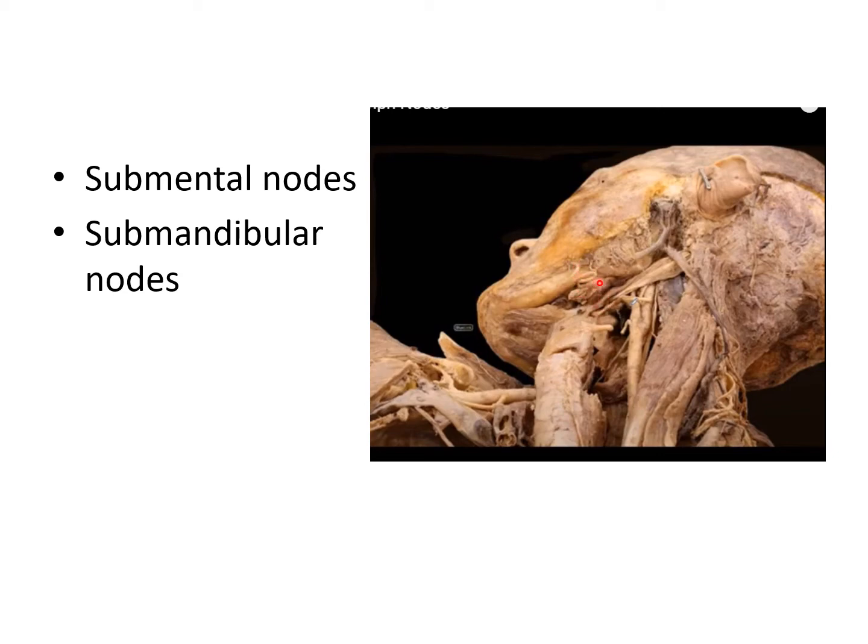So this is the facial artery, and the submandibular lymph nodes are usually 3 in number. One is anterior to the submandibular gland, and the rest are present on each side of the facial artery. Here, these two lymph nodes are present on either side of the facial artery.